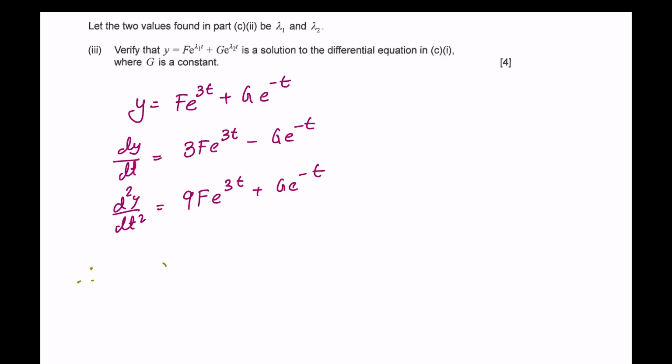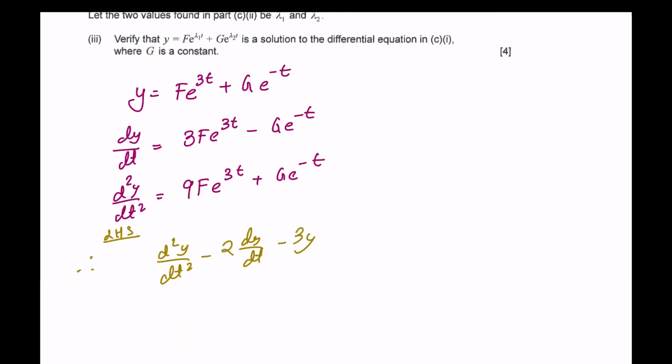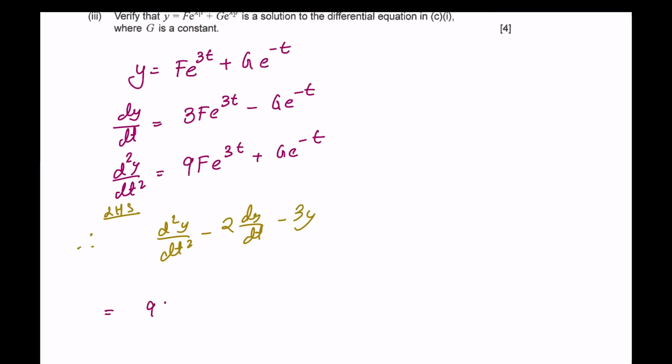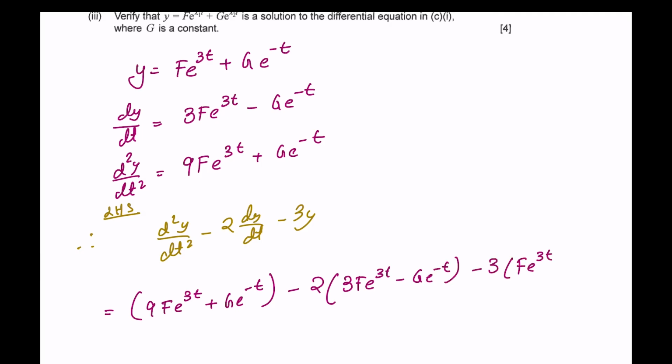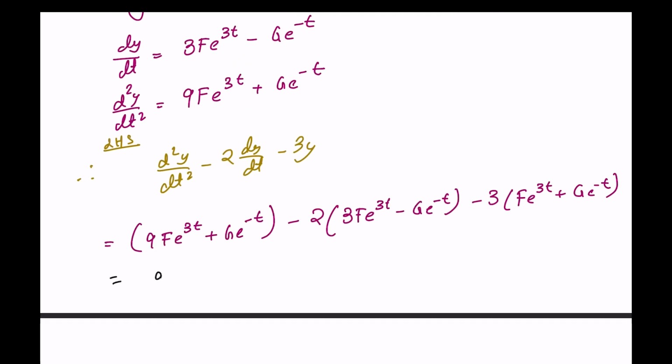So yeah, this is the LHS test: d2y by dt squared minus twice dy by dt minus 3y. So d2y is 9f e to the power of 3t plus g e to the power of minus t, minus twice 3f e to the power of 3t minus g e to the power of minus t, minus 3 times f e to the power of 3t plus g e to the power of minus t. Now we just have to open the brackets and see what happens.